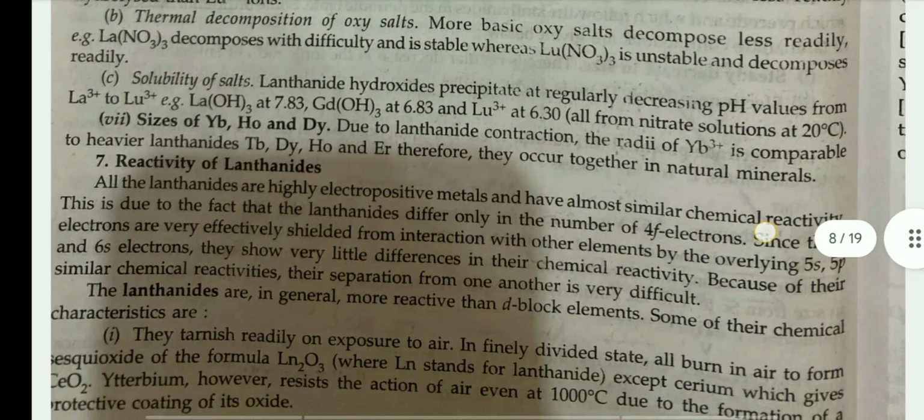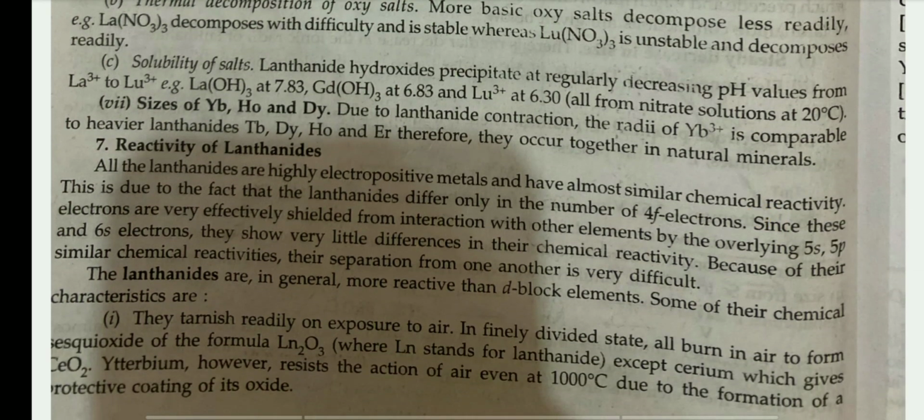Reactivity of lanthanoids. All the lanthanoids are highly electropositive metals and have almost similar chemical reactivity. This is due to the fact that the lanthanoids differ only in the number of 4f electrons. Since these electrons are very effectively shielded from interaction with other elements by the overlying 5s, 5p and 6s electrons, they show very little difference in their chemical reactivity. Because of their similar chemical reactivities, their separation from one another is very difficult.